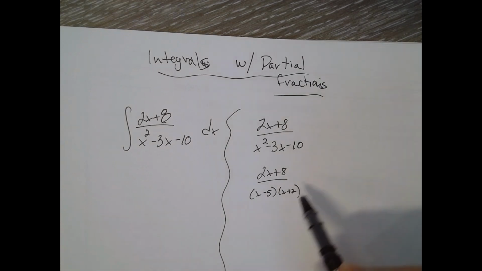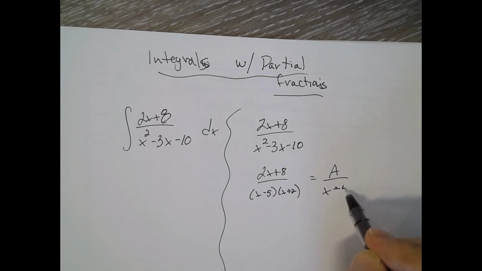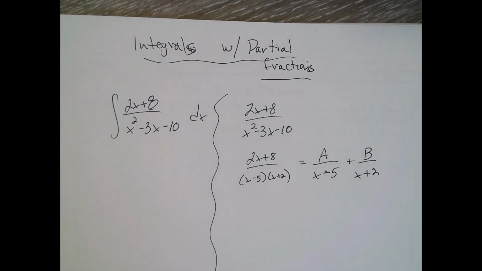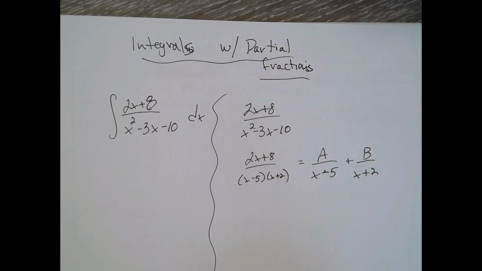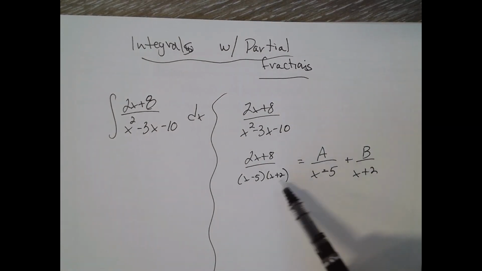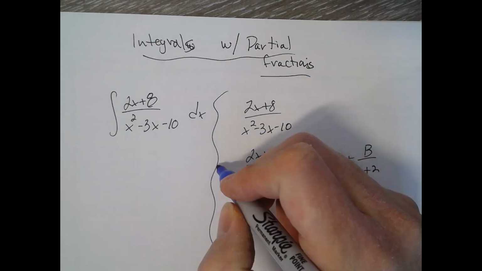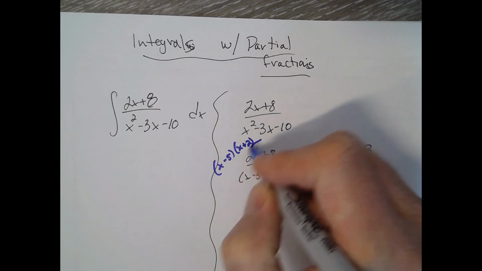Okay, so I factor it. Now I'm going to say A is over one of the factors, and B is over another one of the factors. I'm going to figure out what A and B are, and that's our rewrite in this form. We just have to figure out what capital A and capital B are. So step 1, factor the bottom. Step 2, put A over one of the factors, B over the other factor. Now we're going to multiply both sides by whatever this bottom is, x minus 5 times x plus 2. We're going to multiply that to both sides of the equation.